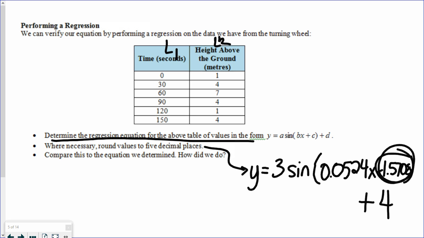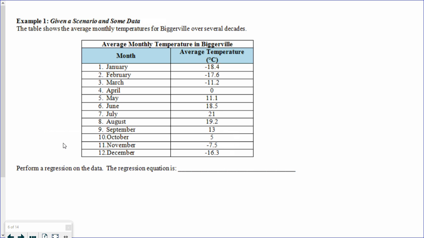So there's a couple more questions. This is just looking at application, where we don't actually have just an equation and figuring out pieces of information, but where we're doing word problems to figure out what's happening. So example 1, it says given a scenario and some data.